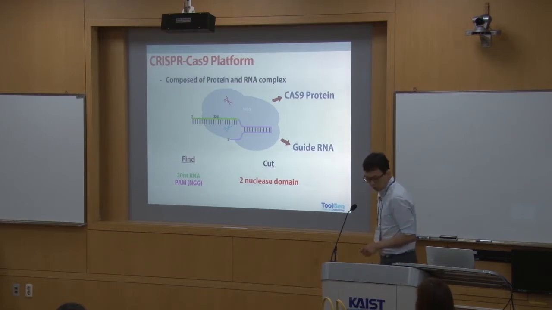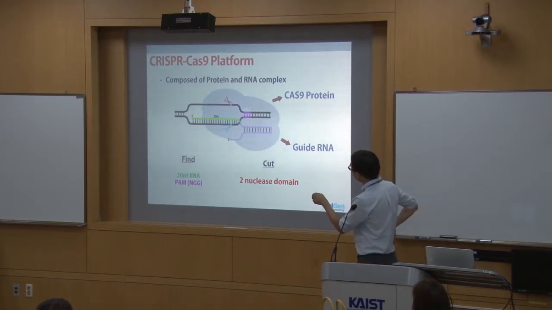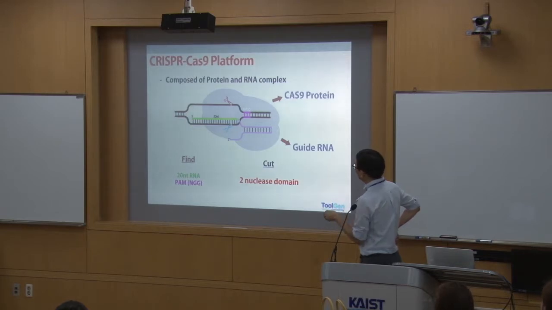When they meet their target site, first the protein looks for the NGG sequence and binds to the DNA, and then it starts to open the DNA. If the guide RNA sequence and target sequence match perfectly, then the cutting domains of Cas9 are activated, and they cut both sides of the DNA, introducing a double-stranded break, which means a cut to both strands of DNA. If this part is not matching, even though there is NGG, they will not cut, but will just pop out.